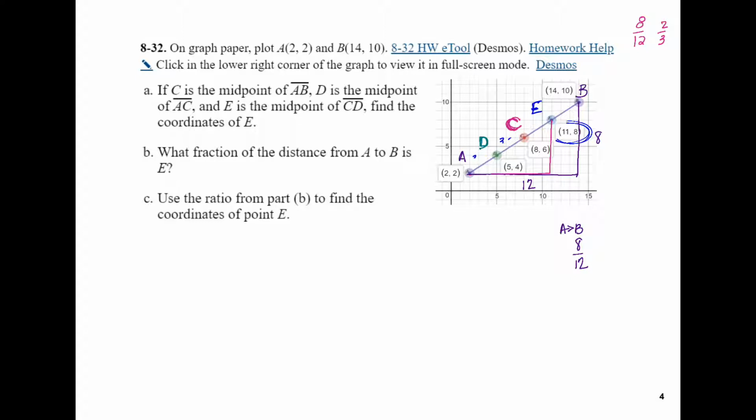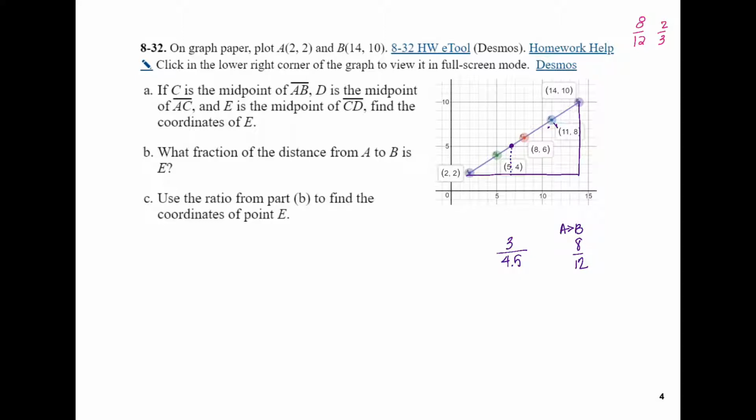When we look at our slope triangle from A to E, we run 11 minus 2 is 9, and we rise from 2 up to 8, so from 2 to 8 is 6. So then when we compare these two, so when we go back to question B, what fraction of the distance from A to B is E?